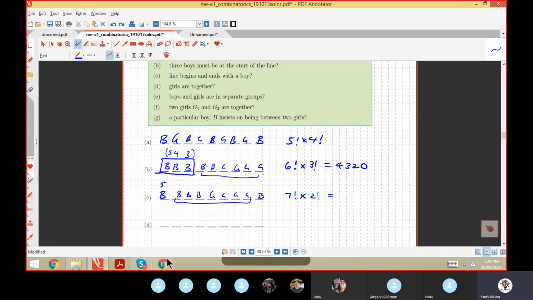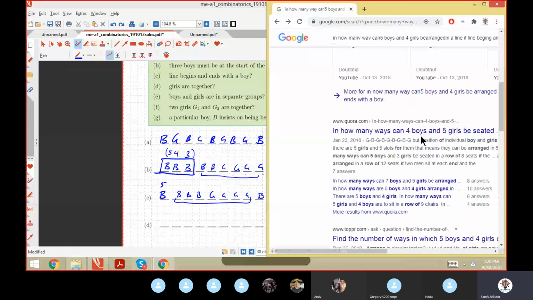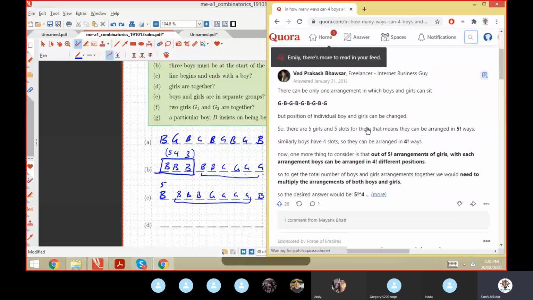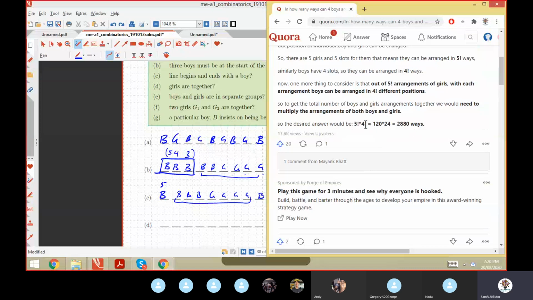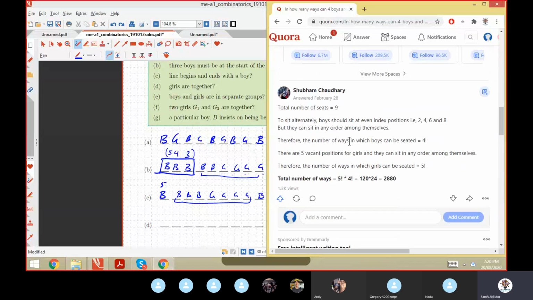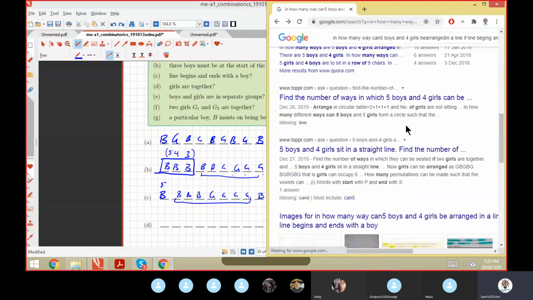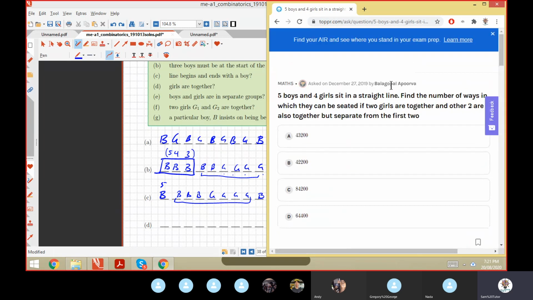This answer is right from what I could see. Let's see if I can get another one. Maybe that one. 4 girls, 4 boys, 5 girls be seated. Does anyone have a different answer? Or you're just going to accept it? Because from what I'm reading, it looks like it's the same. 5 girls. Find the number of ways in which they can be seated.